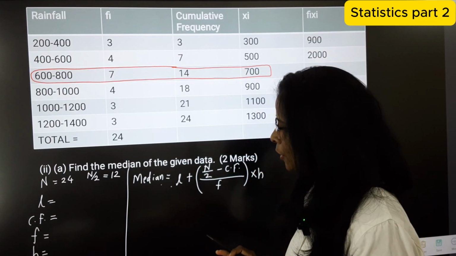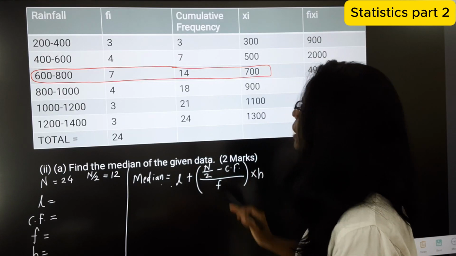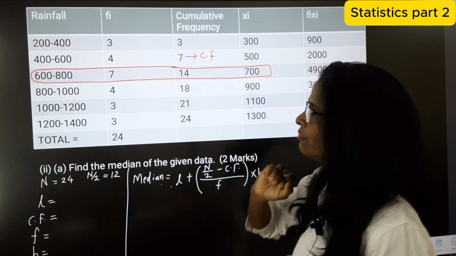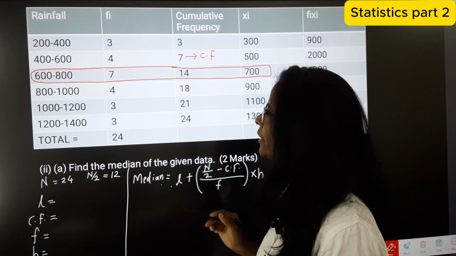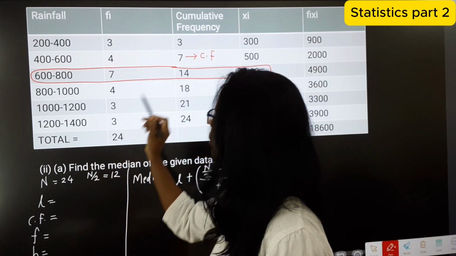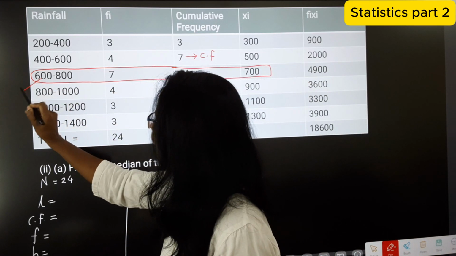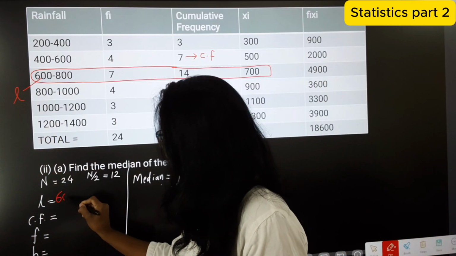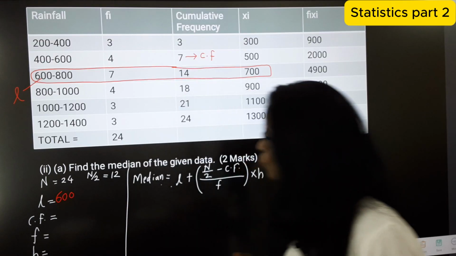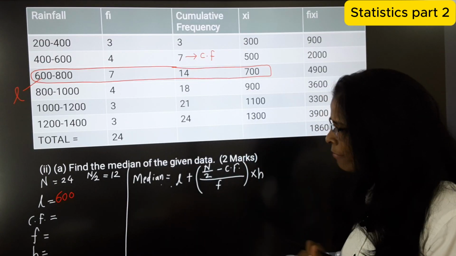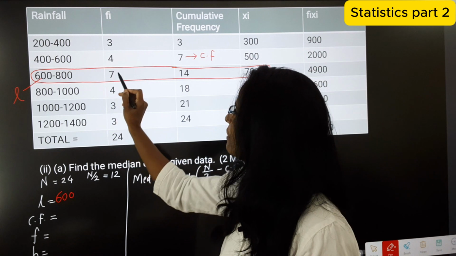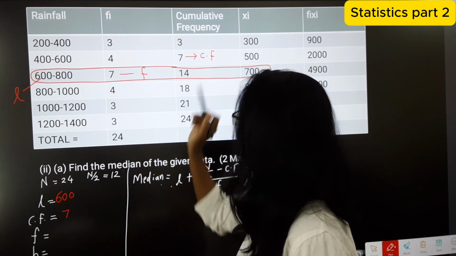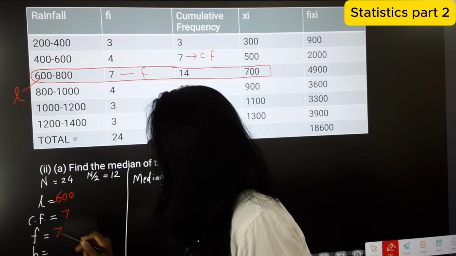So now we take the value of the previous cumulative frequency, that is the CF. Then the lower class limit: take it as 600. And then, students, the value of the frequency is F. So here CF is 7 and F is 7.